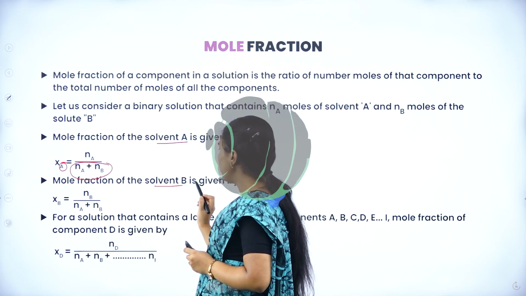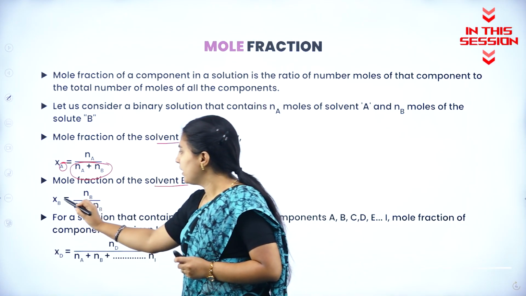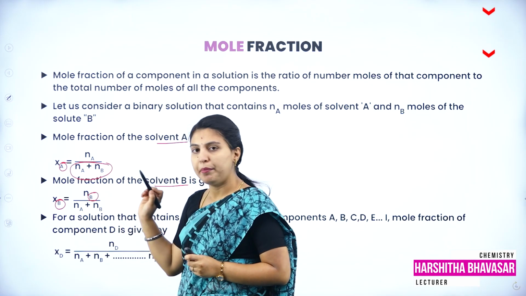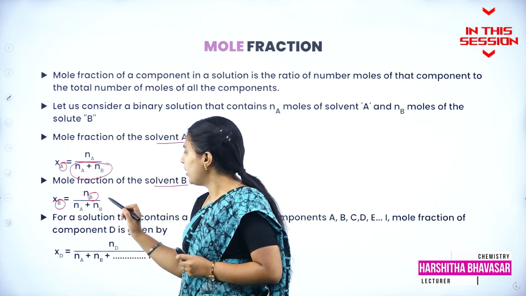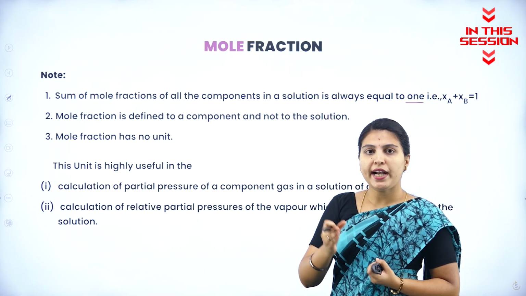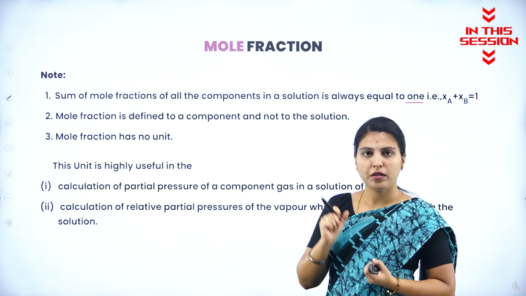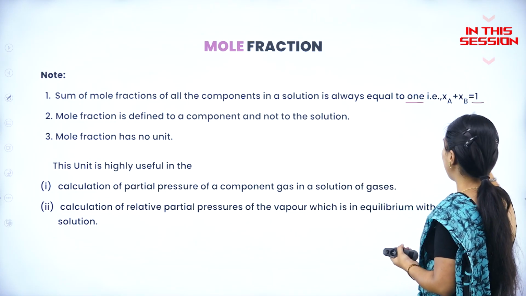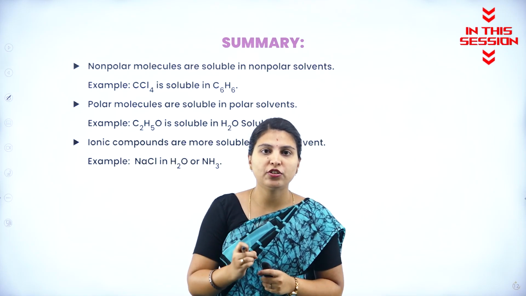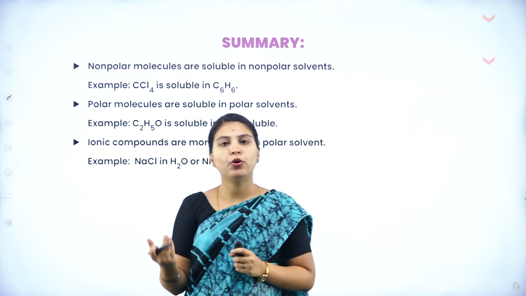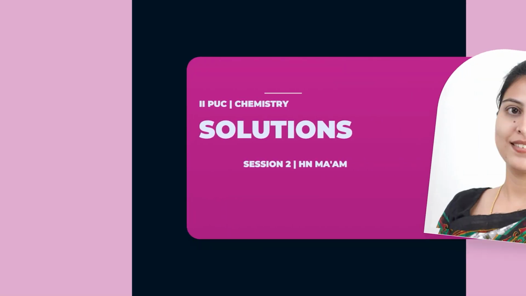If you want to see solvent B, then here also mole fraction of B, and we are taking in the numerator B component, in the denominator total A and B. If you add all the mole fractions of all the components, it will be equal to 1. Non-polar molecules will dissolve in non-polar solvent. Polar molecules will dissolve in polar solvents.